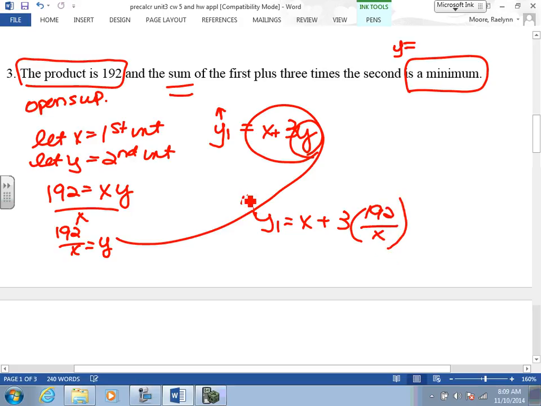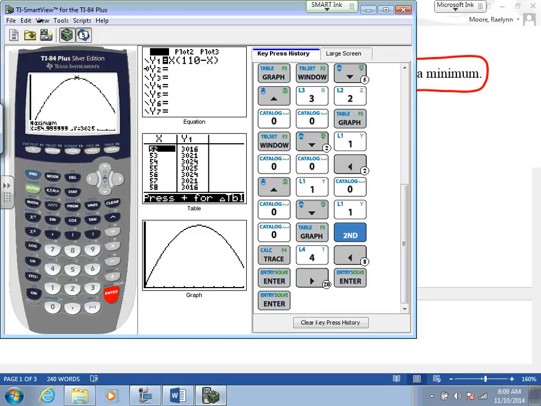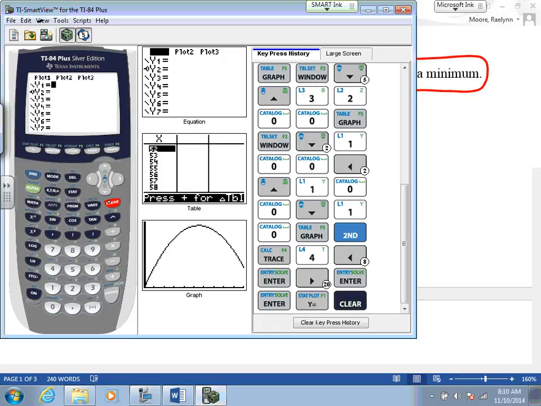Remember, this is going to be my sum. X is going to be my number. Y is going to be my sum when I put it in my calculator. You don't have to multiply that out. Just plop it in your calculator the very same way. So let me pull up my calculator. I just need to pull my equations. So let's plug this in.